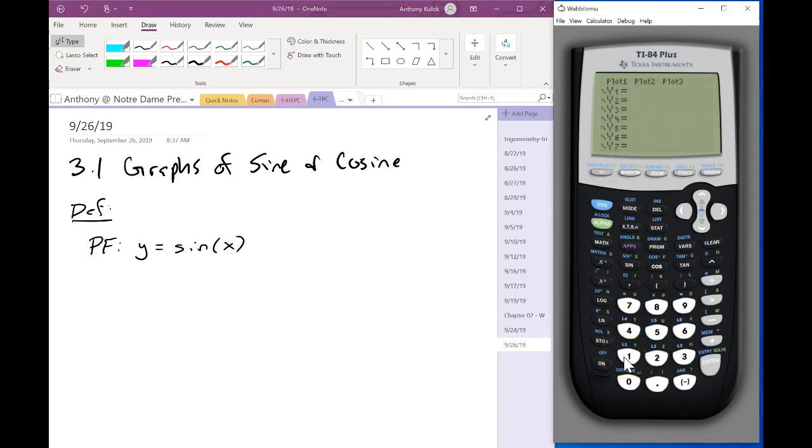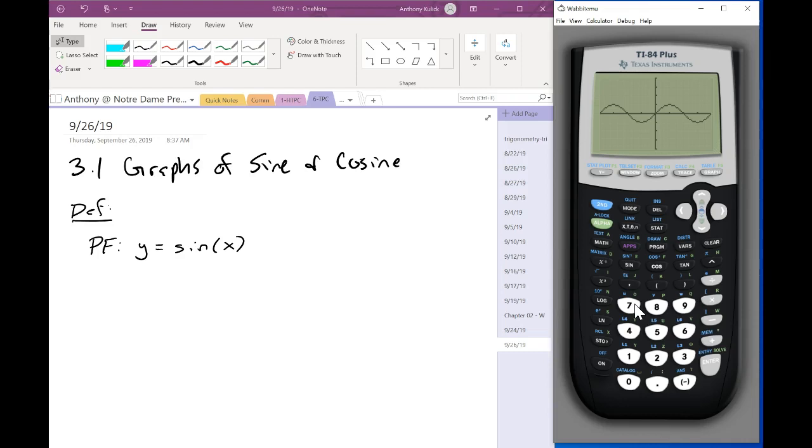So let's take a look at what this graph looks like on our calculator. I'm just going to go to the y equals menu. I'm going to press sine of x. And then I'm going to go ahead and check my mode. Typically when graphing, we're going to graph things in radian mode, so I'm going to make sure my calculator is in radian mode. And then I'm going to press zoom, and then pick the option Z trig.